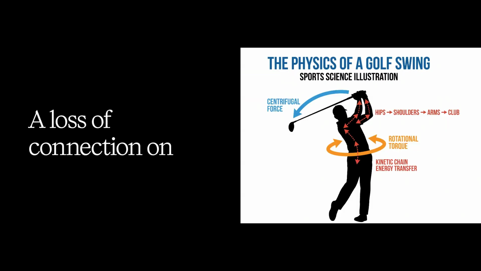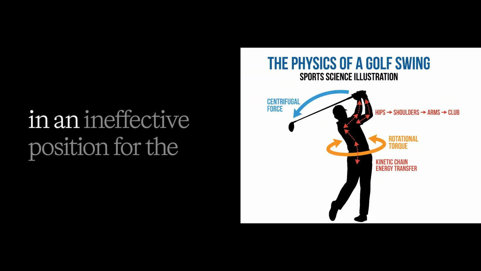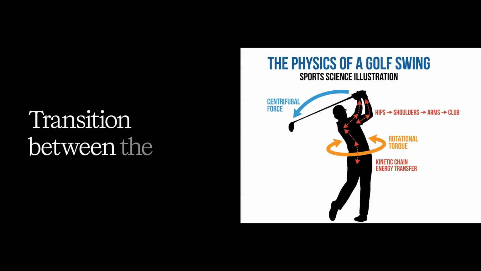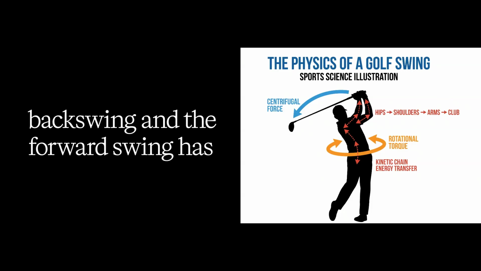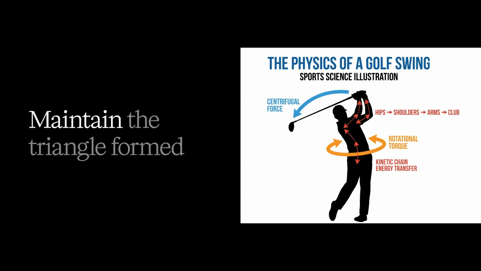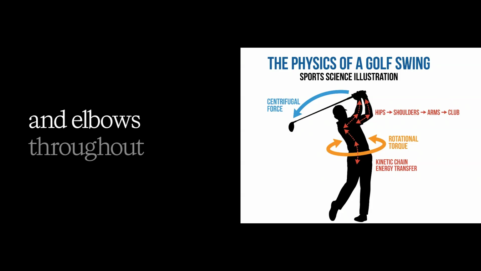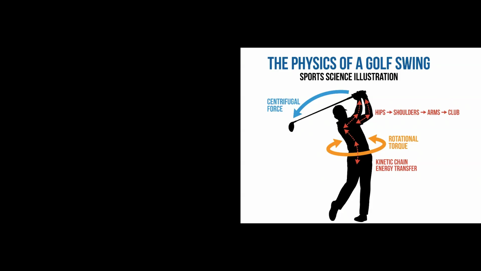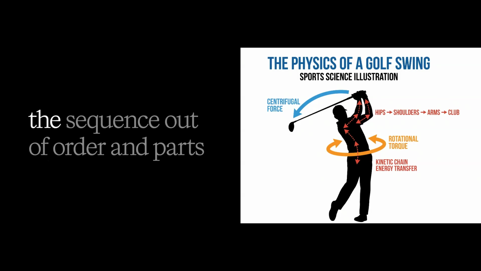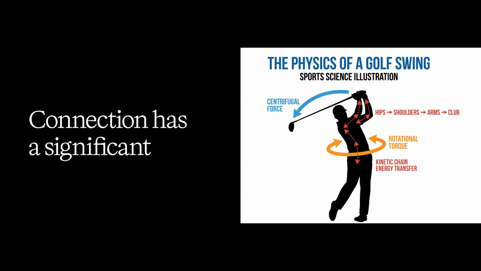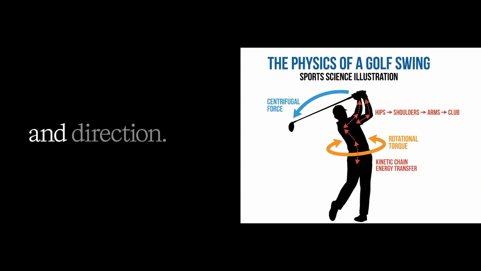A loss of connection on the backswing can leave a player in an ineffective position for the forward swing. Transition between the backswing and the forward swing has to stay connected. Maintain the triangle formed between the forearms, wrists, and elbows throughout the swing. Leading with the upper body gets the sequence out of order, and parts begin to work independently. Connection has a significant influence on both distance and direction.